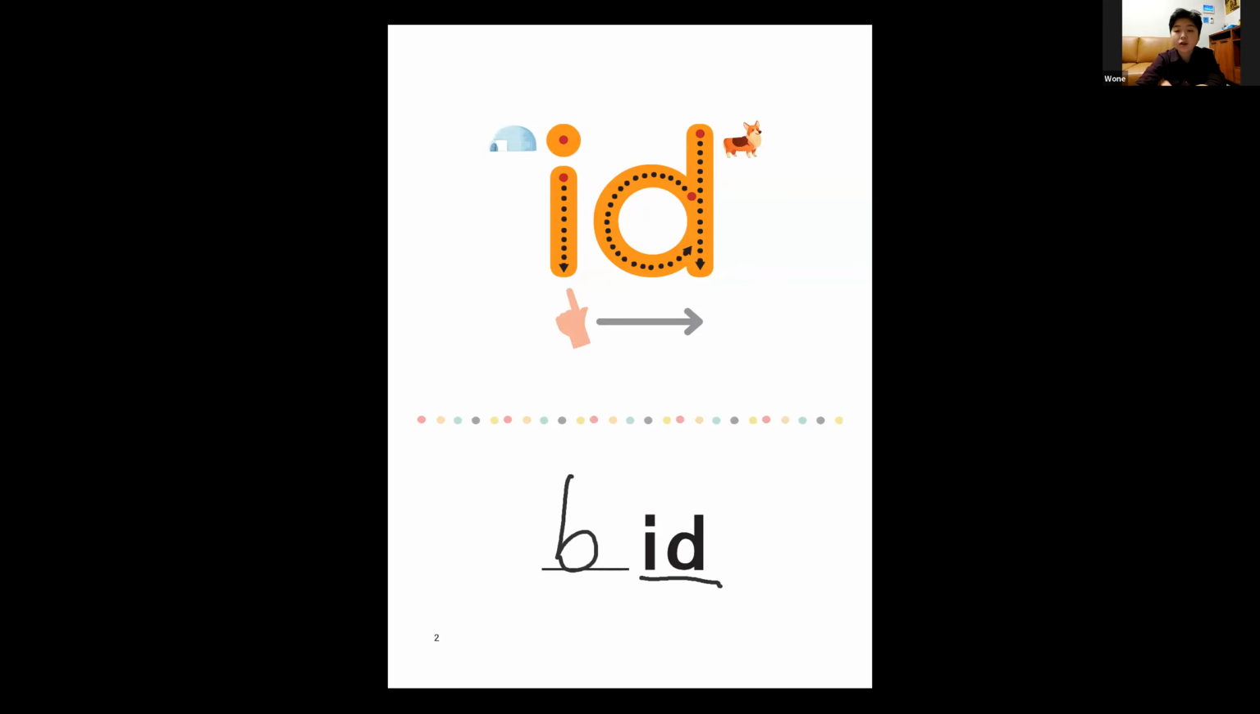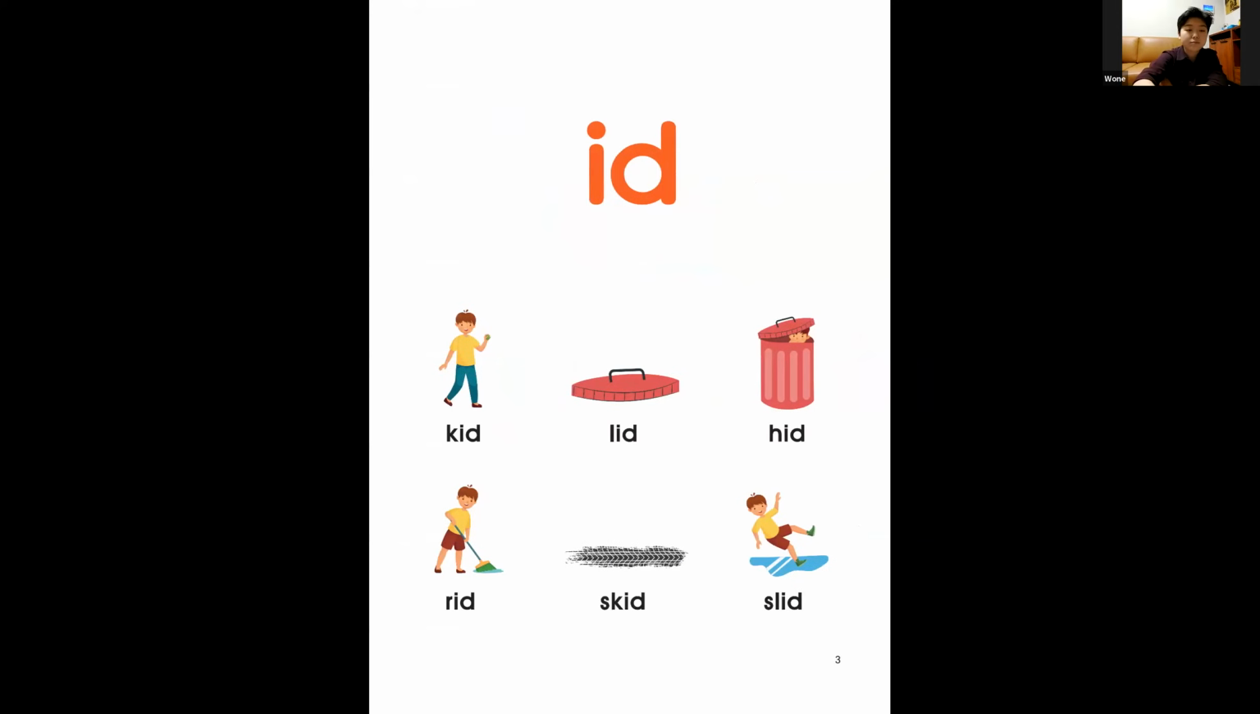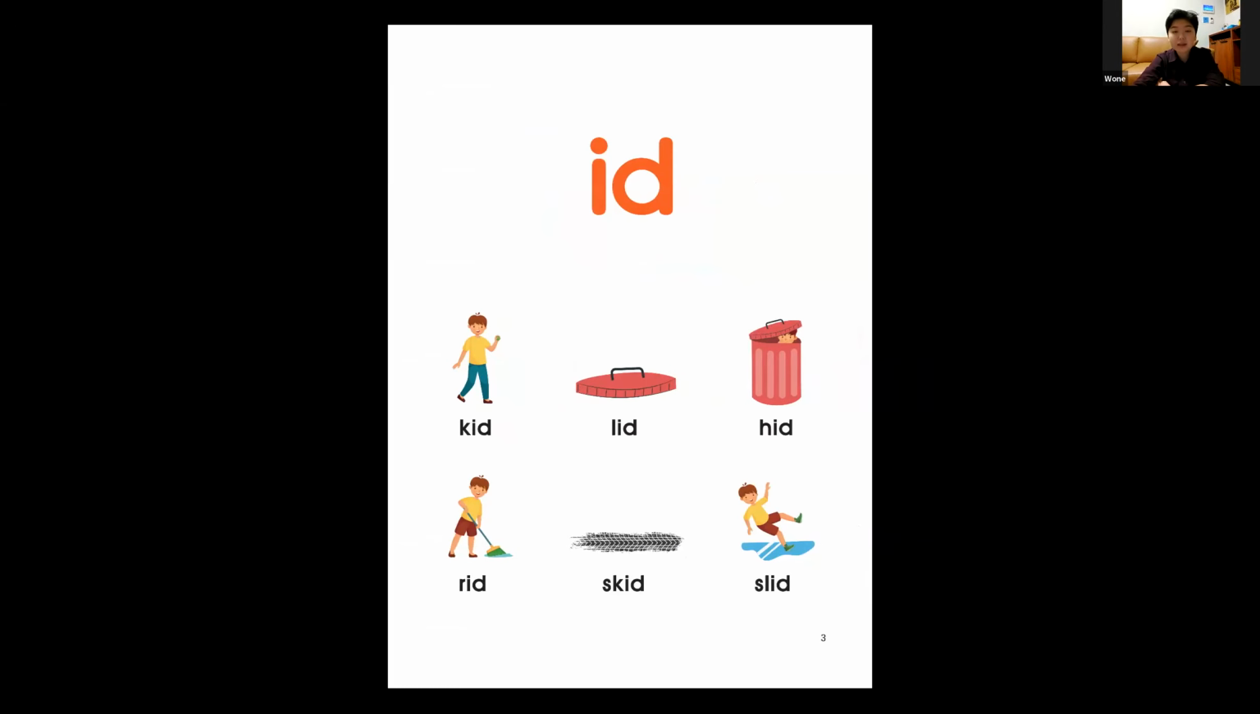Let's go ahead and learn our id words. ID makes the id sound, right? Id, id. So the first one is going to be, let's sound it out. K, id. Put it together. Kid, kid. Kid is someone like you, right? Not an adult, not a teenager, but someone very young, probably under 10. We would say that's a kid.